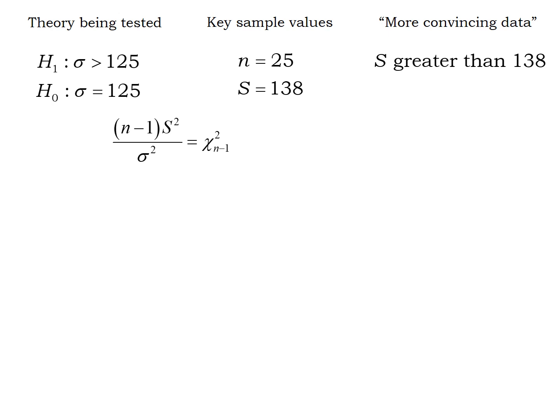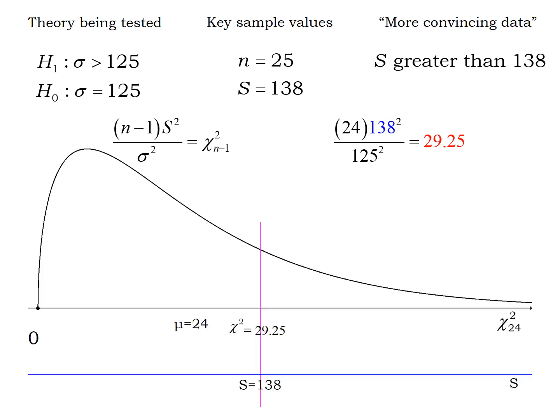So the first and the third part of the definition. So we're going to plug in 138 for our sample standard deviation s. We're going to assume sigma is 125 until proven otherwise. N minus 1, 25 minus 1 is 24. So when we plug all that in, our sample standard deviation of 138 equates to a chi-squared score of 29.25.